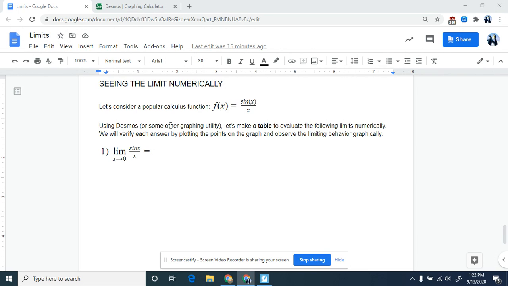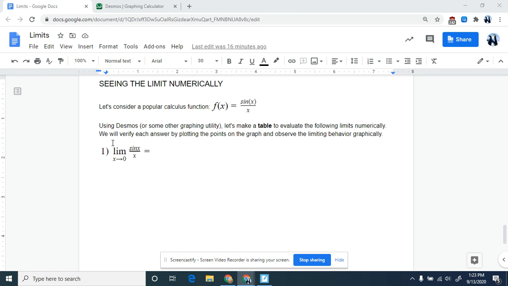Evaluating limits numerically is a solid way to do a limit if all else fails, but it has its drawbacks. Typically, in pre-calculus classes, you spend a lot of time doing this. We're not going to spend too much time on this, but I will show you an example. So, let's consider the popular calculus function f of x equals sine x over x.